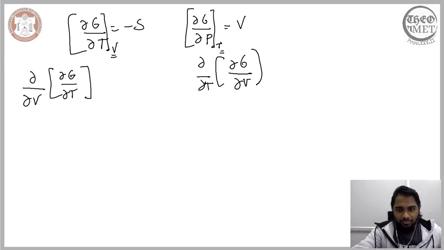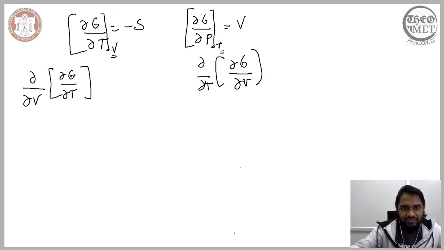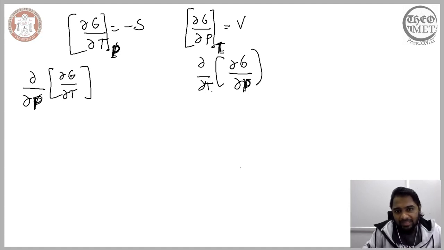Pardon me, there appears to be a mistake here. When you consider the previous slide, it is the pressure that is constant, and the temperature that is constant. And here I have written it as volume, so it should be P. The pressure is constant, and here the temperature is constant. So therefore, here the second derivative of Gibbs free energy with respect to pressure and temperature, and here what we essentially have is the second derivative of Gibbs free energy with respect to temperature and pressure.